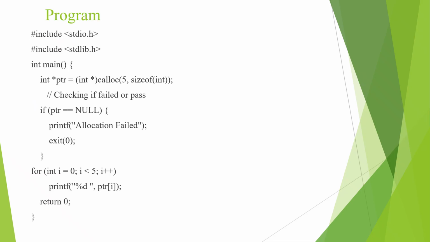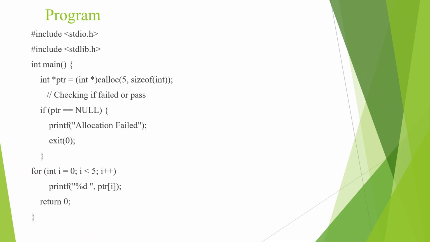In this we have the syntax. Same as before, pointer int, but instead of malloc, here we are writing calloc, with the number of elements and the size of the type. For example, we can take int *ptr = (int*)calloc(5, sizeof(int)). This allocates memory for 5 integers and initializes all values to 0. This is very useful when default 0 values are needed.